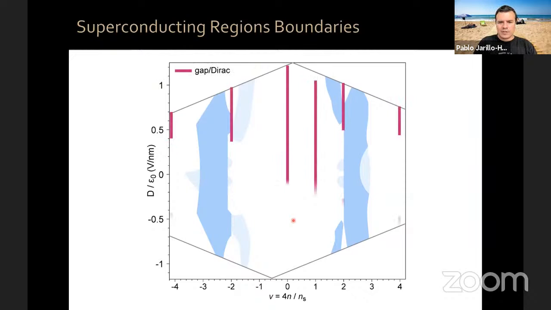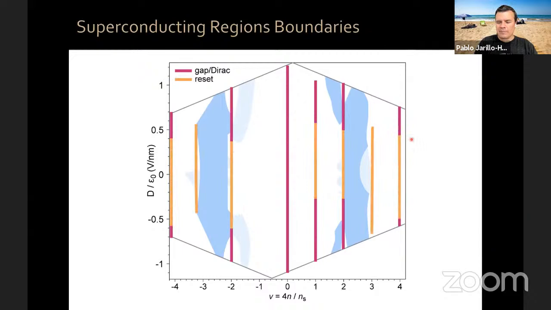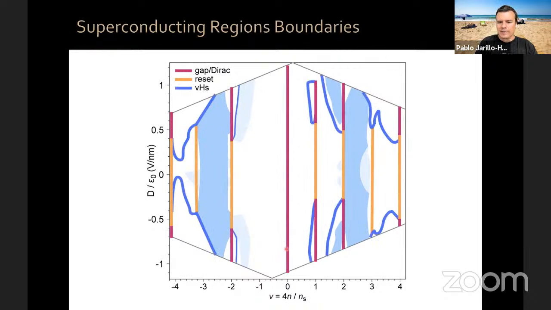And now I'm going to superimpose the situations that we found in the normalized hole density, okay? These red lines correspond to gap-Dirac type of behavior, for example, at charge neutrality, you remember. These orange lines correspond to reset type of behavior. And these blue lines correspond to Van Hove singularity type of behavior. And as you can see now, a clear pattern emerges, okay? At zero displacement field, superconductivity occurs mostly between filling factors 2 and 3 and minus 2, minus 3, and it's bounded by resets. At high displacement field, however, superconductivity is bounded by Van Hove singularities, okay?